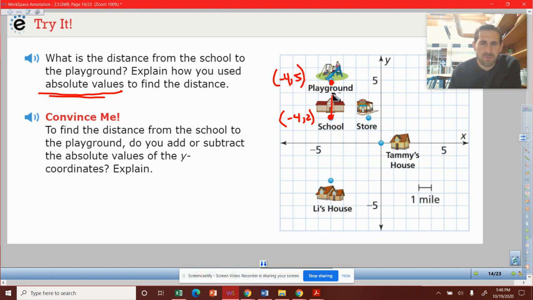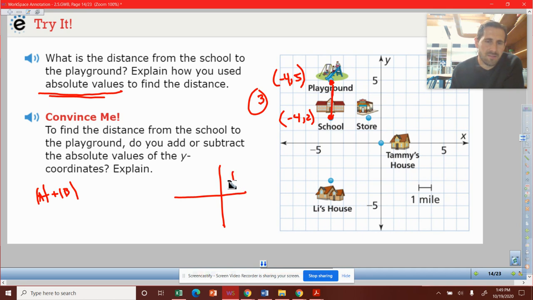So what is the distance between these two? 1, 2, 3. We know it's going to be 3 units, but how do I show that mathematically? So this distance here, if you remember the previous problem, we did absolute value of A plus absolute value of B. The reason we did that is because these were in different quadrants.